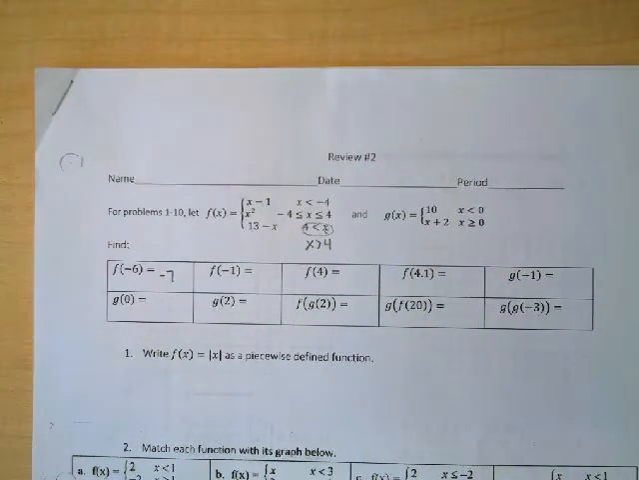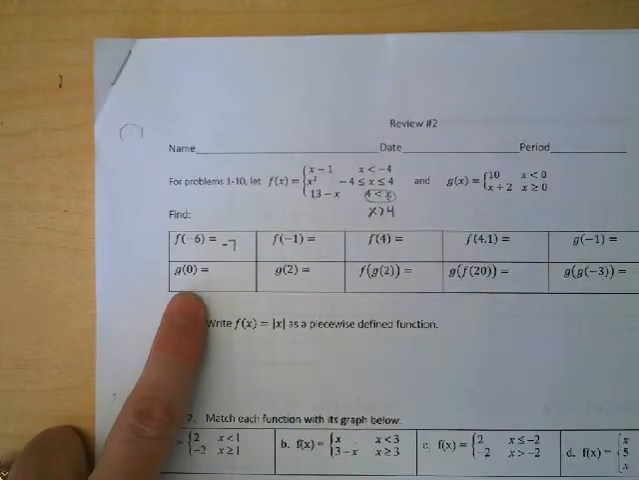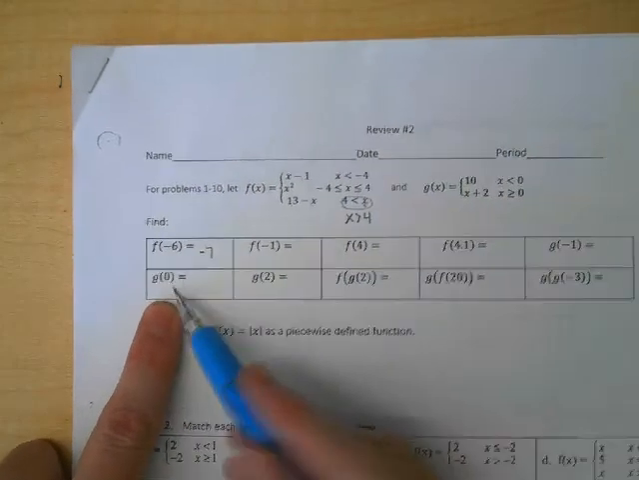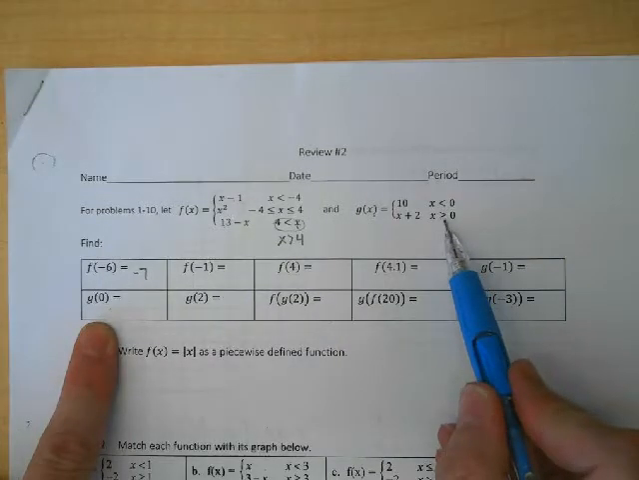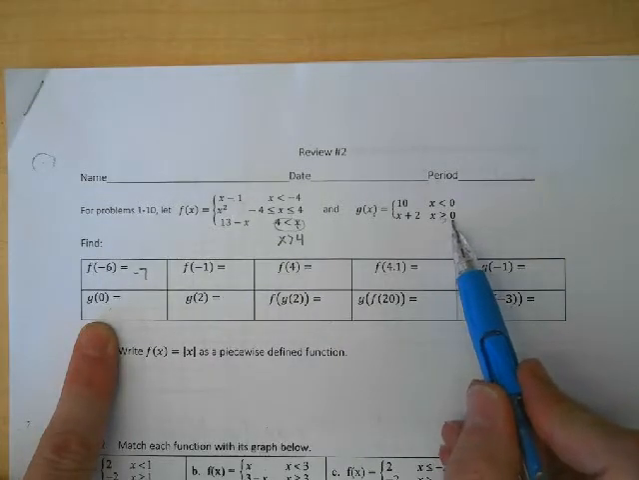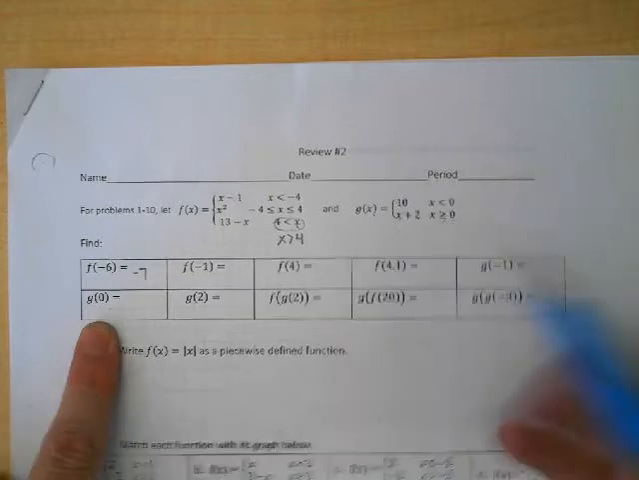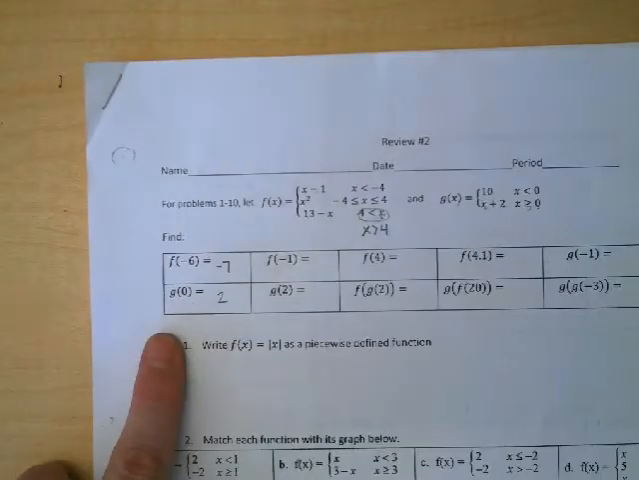Okay, let's see if we had a g function. So g of 0. Well, here's the g function. The equal sign is on the bottom one. So equal to 0, I've got to plug it in here. So that is going to be 2.